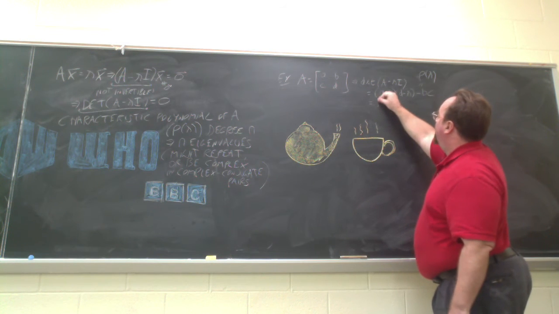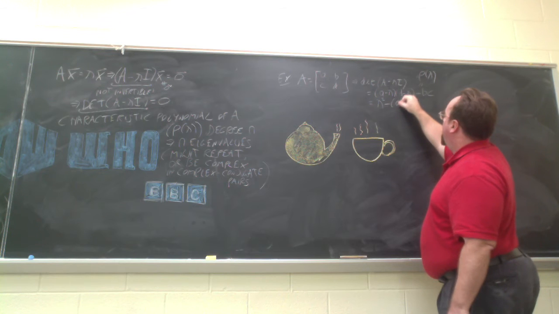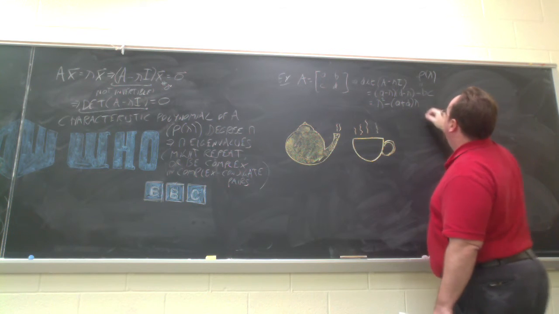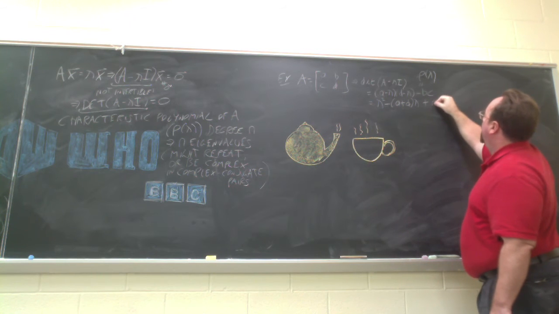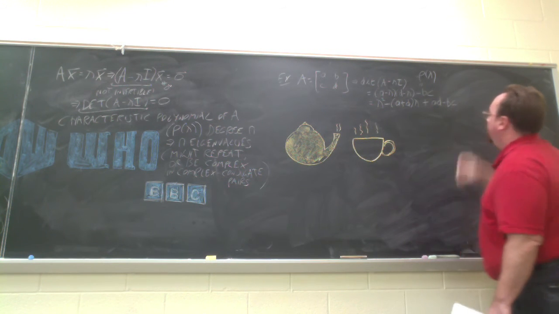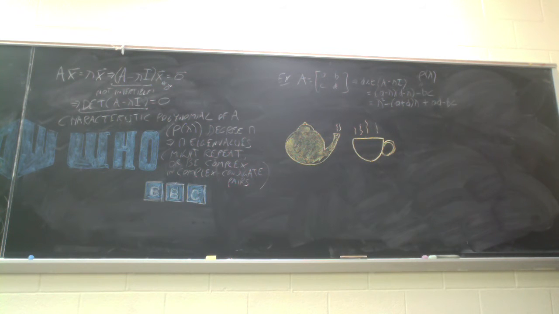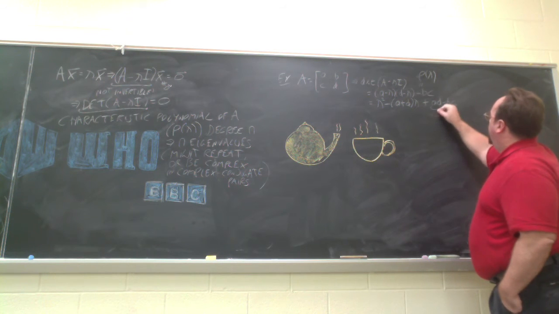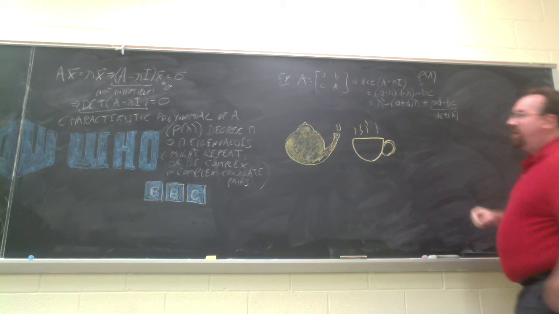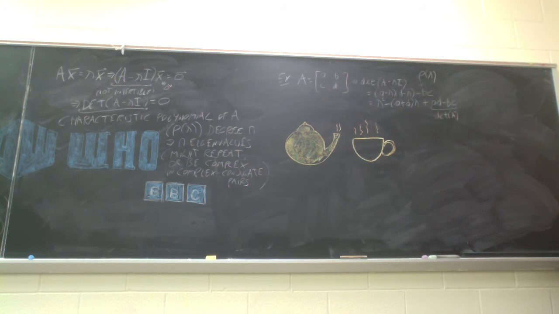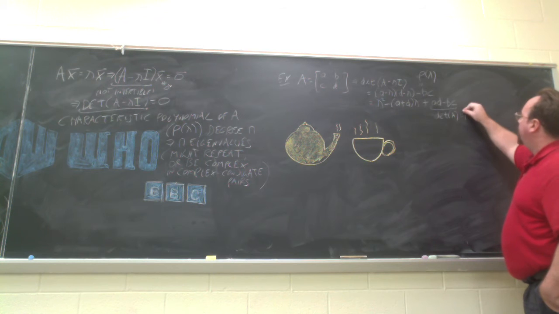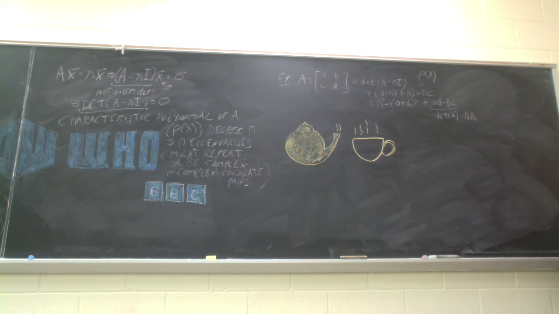Because what you get is lambda squared minus (a plus d) lambda, plus ad minus bc. Okay. Now, ad minus bc, what is that? That is the determinant of A. For a matrix in general, the determinant is actually the product of all the eigenvalues. So even if these eigenvalues turn out to be complex, the determinant is going to be real.